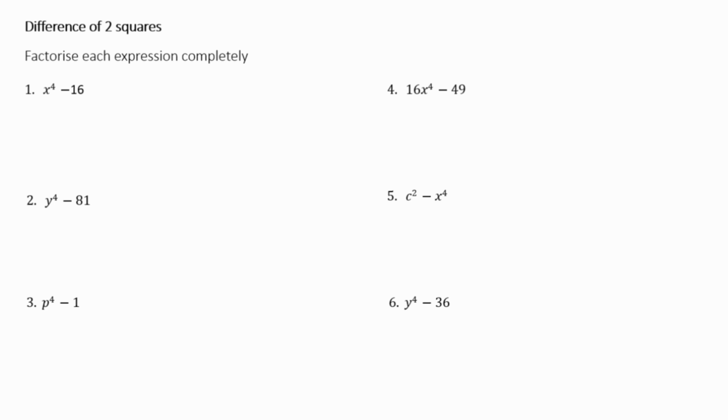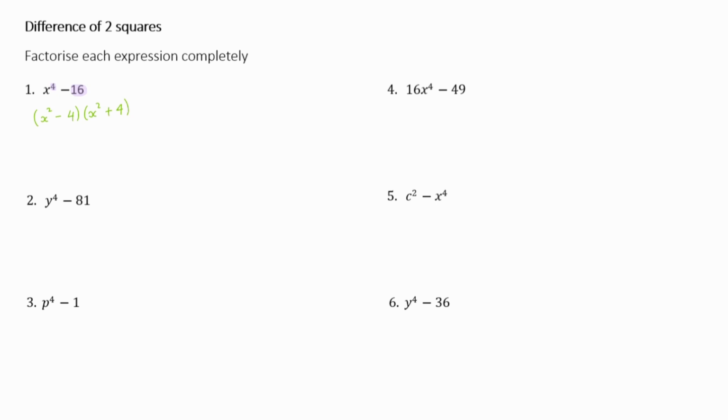So if we look at the first one, we've got x to the power 4 minus 16. 16 is a square number, and we know that in order to get x to the power 4, we would have to multiply x squared by itself. So we can first factorize this as x squared minus 4 and x squared plus 4.